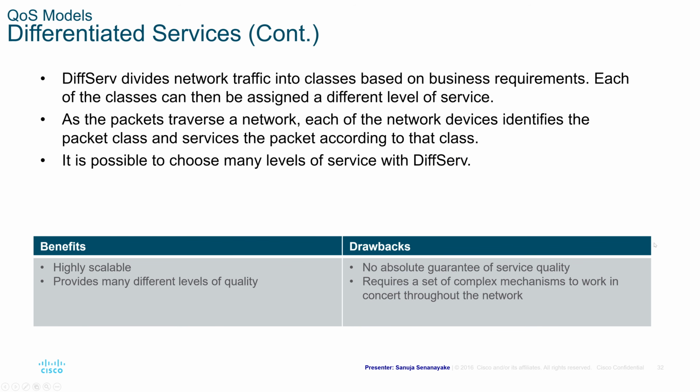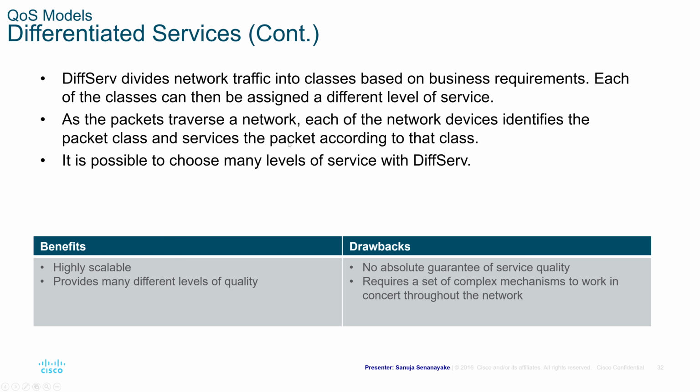DiffServ divides network traffic into classes based on business requirements, and each of the classes can then be assigned a different level of service. As the packet transfers across a network, each network device identifies the packet class and services the packet according to that class. It is possible to choose many levels of service in DiffServ as opposed to IntServ.